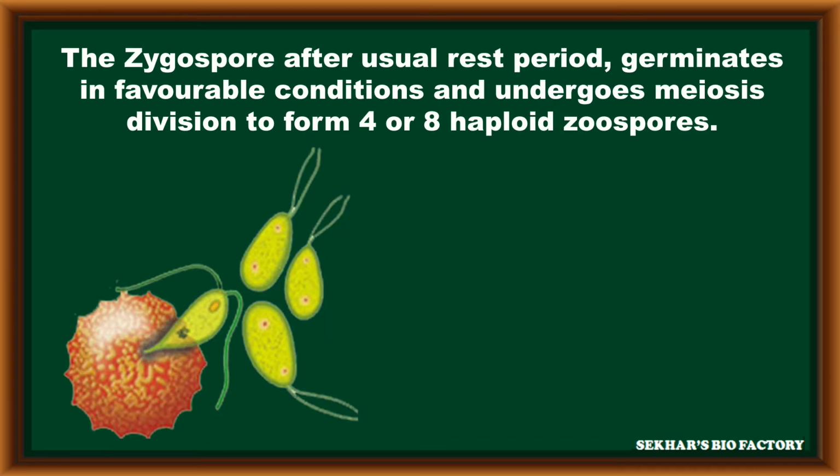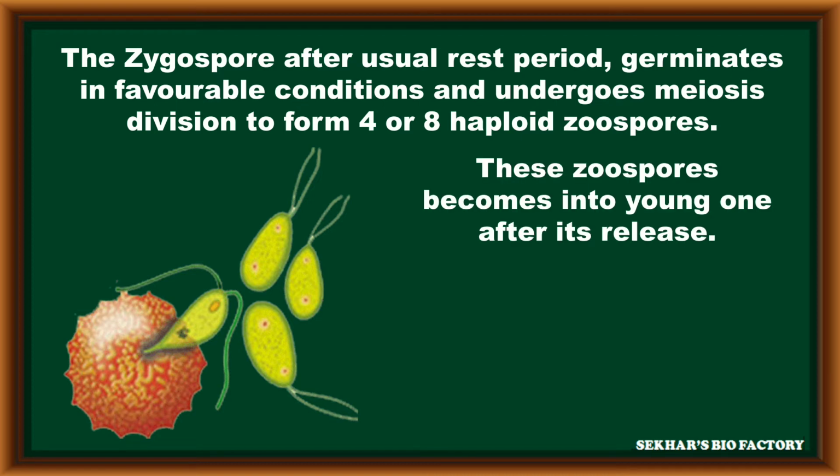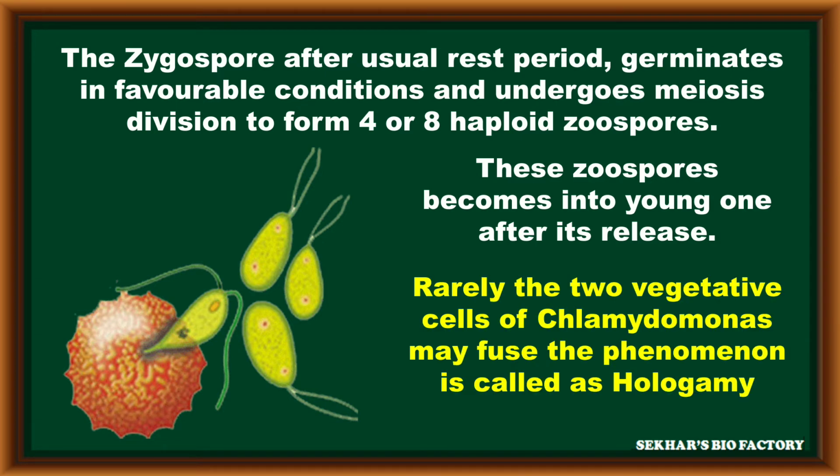This zygospore, after a resting period, germinates in favorable conditions and undergoes meiosis to form 4 to 8 haploid spores. Now they become zoospores. These zoospores become young ones after their release outside of the zygospore. Very rarely, two vegetative cells of Chlamydomonas may fuse to form a diploid zygospore. Such a phenomenon is called hologamy. This is a very important thing.